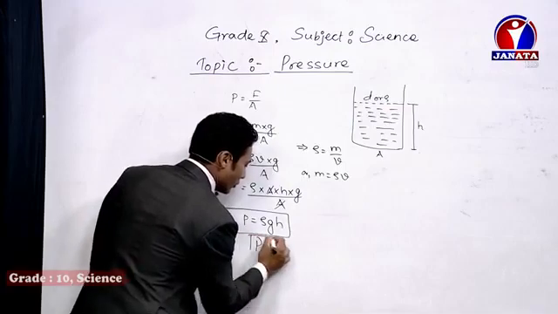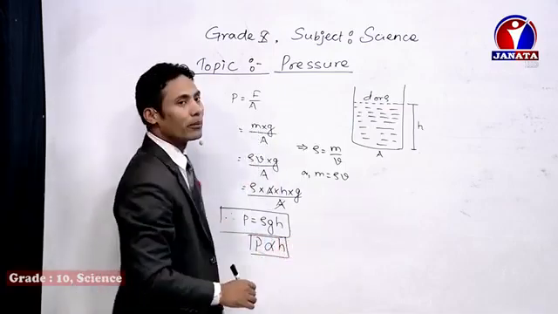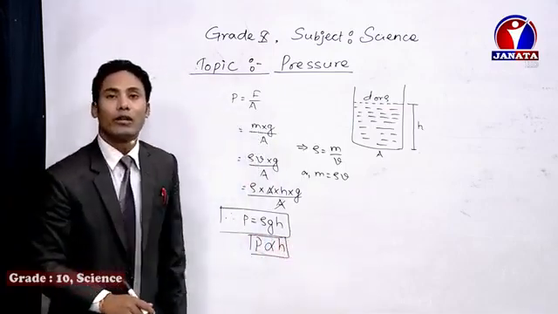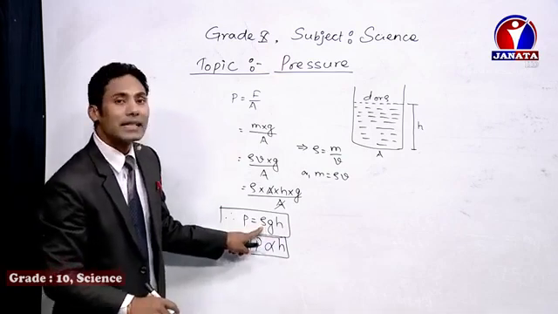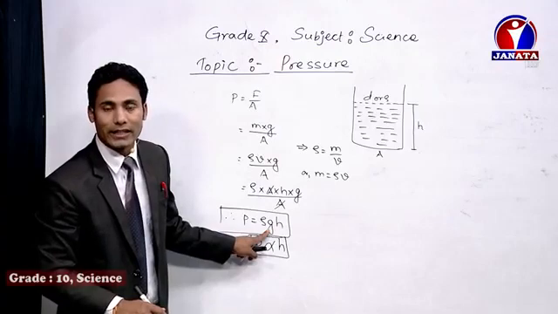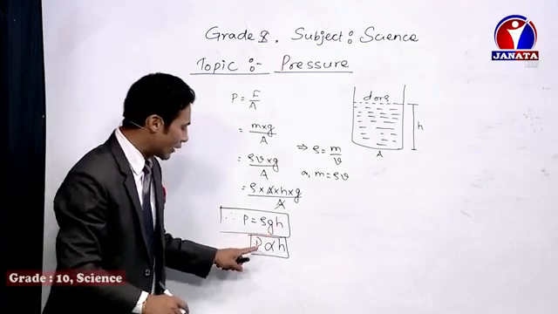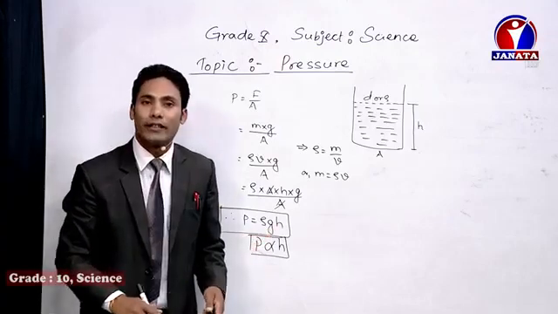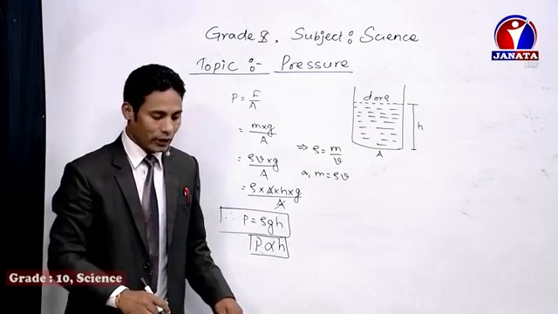That means liquid pressure is directly proportional to the height of the liquid column. Why? Because the density of the liquid is constant and the acceleration due to gravity is constant. So the liquid pressure varies with the height of the liquid column.